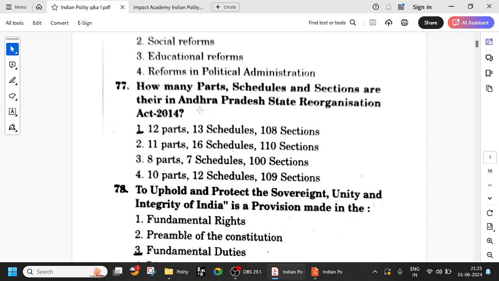So how many parts, schedules and sections are there in the Andhra Pradesh State Reorganization Act 2014? So especially when you're preparing for Group 2, Group 1 and all these things, AP Reorganization Act 2014 is very important. Okay, if you are preparing exclusively for civil services, then maybe not so much. Anyway, it contains 12 parts, 13 schedules and 108 sections. Very important. Okay, 12 parts, 13 schedules and 108 sections. Also try to go through what are the parts, what are the important sections. For example, section 90. Okay, section 90 is about Polavaram project. Okay, and what are the important schedules, all the things you have to go through.